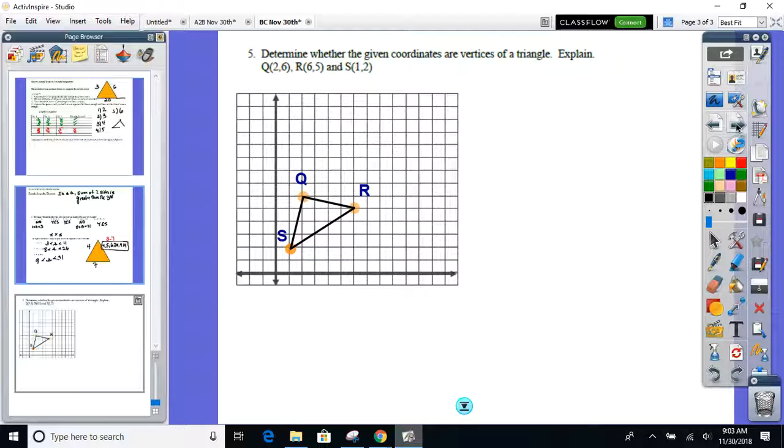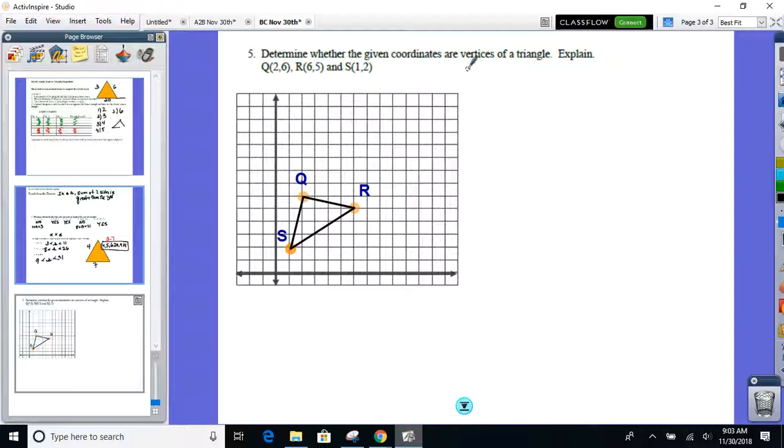If this is going to be a triangle or not, I need to know the side lengths so I can tell if the sum of two sides is bigger than the third side. So how do I find the side lengths? Distance formula. And just so we can go a little bit quicker and you guys can get a jump start on your homework.